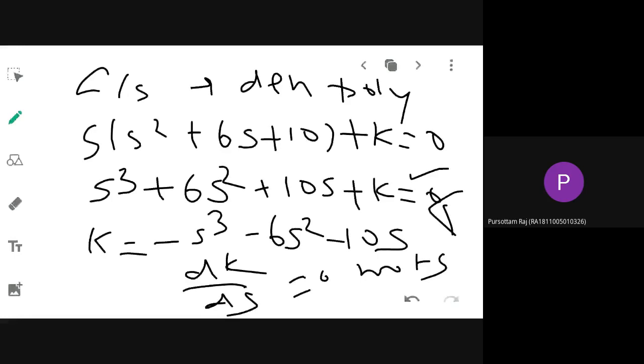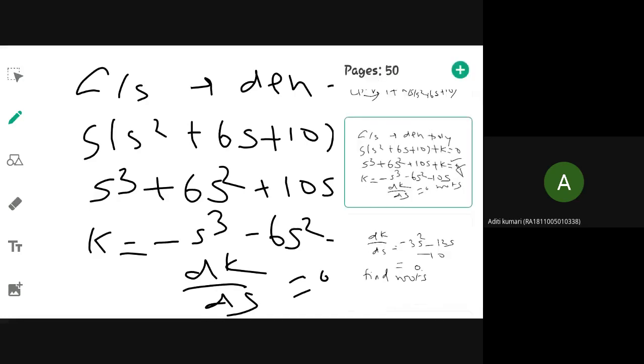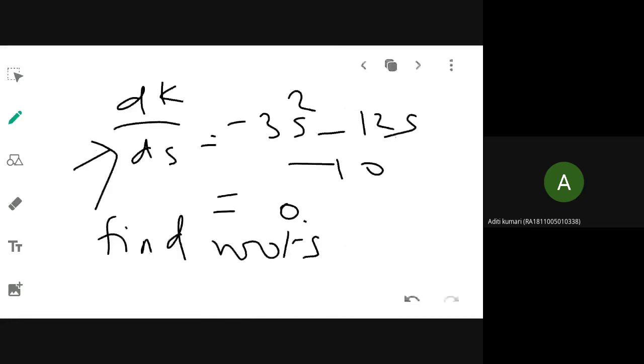dk by ds. What will be your dk by ds? Minus 3s square minus 12s minus 10. Okay. So correct. So this is the dk divided by ds value that you have to equate to 0 and you have to find out the roots. This is also similar to a quadratic equation. So tell me what is the root. 2 roots will be there. What are the 2 roots?